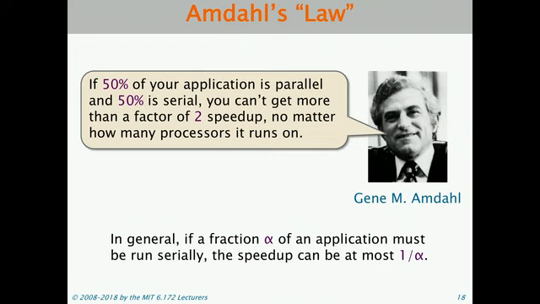And in general, if a fraction alpha of an application must be run serially, then the speed up can be at most 1 over alpha. So if 1/3 of your program has to be executed sequentially, then the speed up can be at most 3. Because even if you reduce the parallel portion of your code to have a running time of 0, you still have the sequential part of your code that you have to wait for.